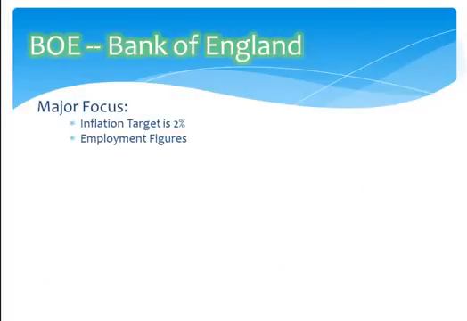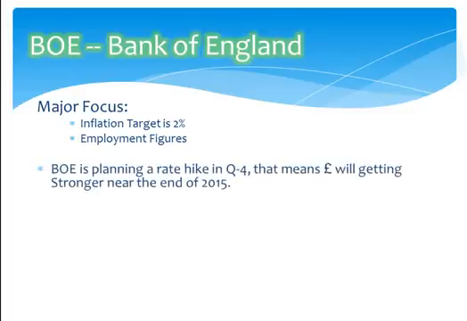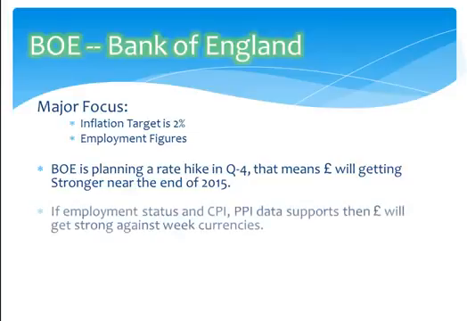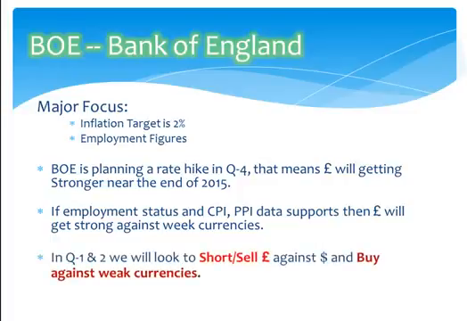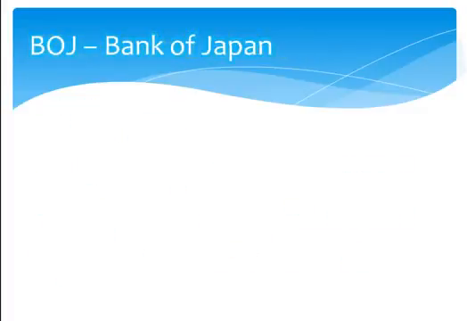The Bank of England is also focusing like the USA. Their inflation target is 2% and to get better employment figures. The Bank of England is planning a rate hike in quarter 4. That means sterling will be getting stronger near the end of 2015. If the employment status and the CPI and PPI data support it, then sterling will get stronger against weak currencies. In quarters 1 and 2, we will look to sell sterling against the dollar and buy it against weaker currencies.